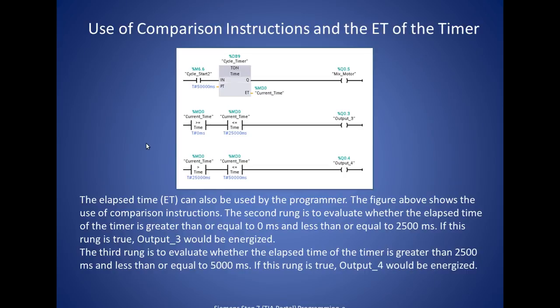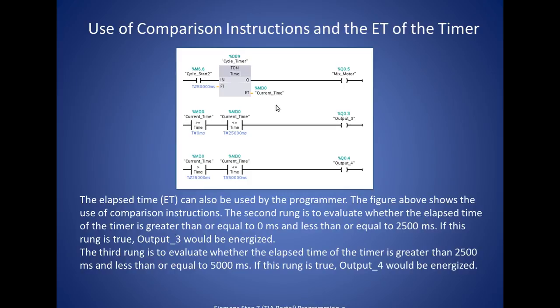Here's another example, and this time we're looking at the ET tag, and we gave that the name current time. So here we're using comparison instructions, and the way these rungs work is if the value in this tag is greater than or equal to this value, then this is true. And if it's less than or equal to this value, then it's true. And again, we have on this rung comparisons for that elapsed time tag. And it has the name current time. And we're comparing it against the value here.